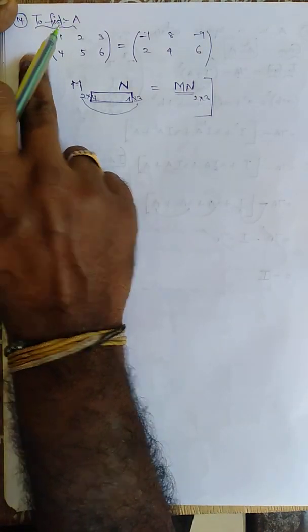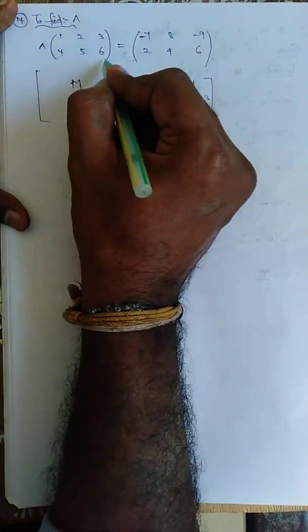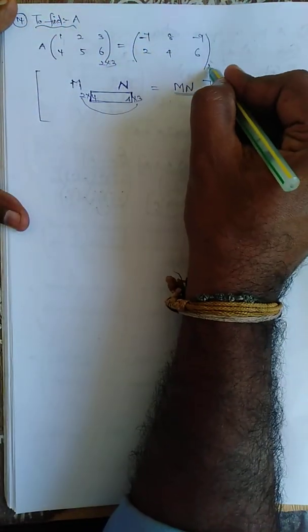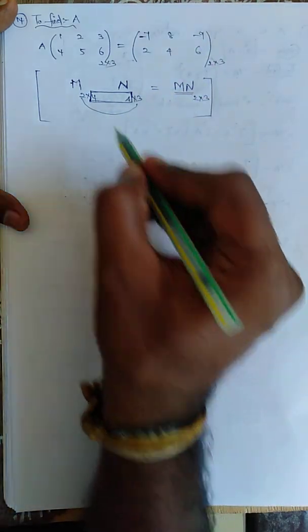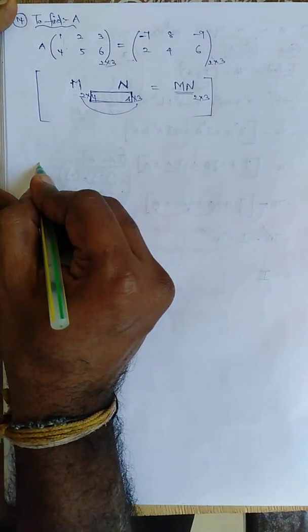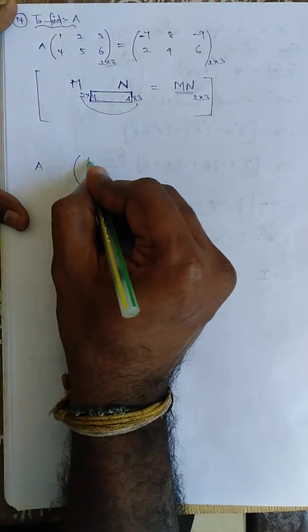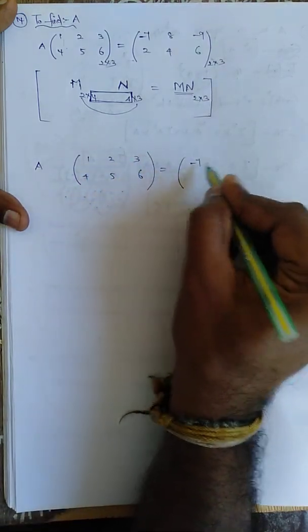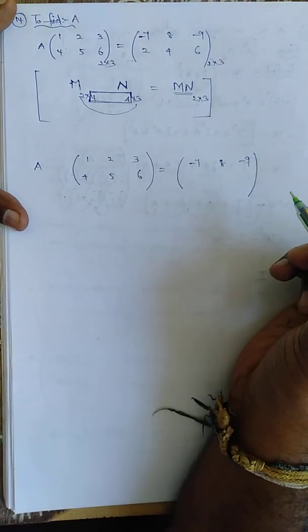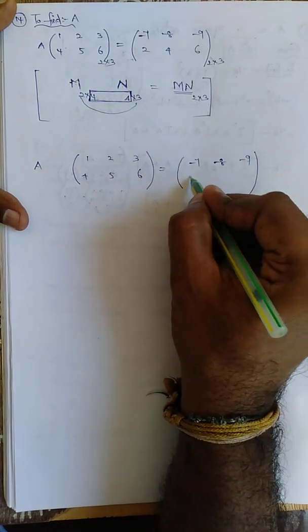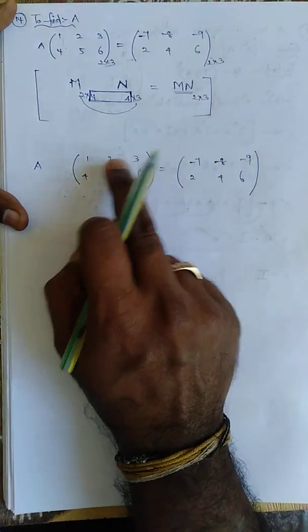I am going to use the same idea here also. What is the order of this matrix? 2 rows and 3 columns, 2 cross 3. Here also the same, 2 cross 3. We take this as A, and I don't know what type of matrix A is. The product is 1, 2, 3, 4, 5, 6, and minus 7, minus 8, minus 9, and 2, 4, 6.